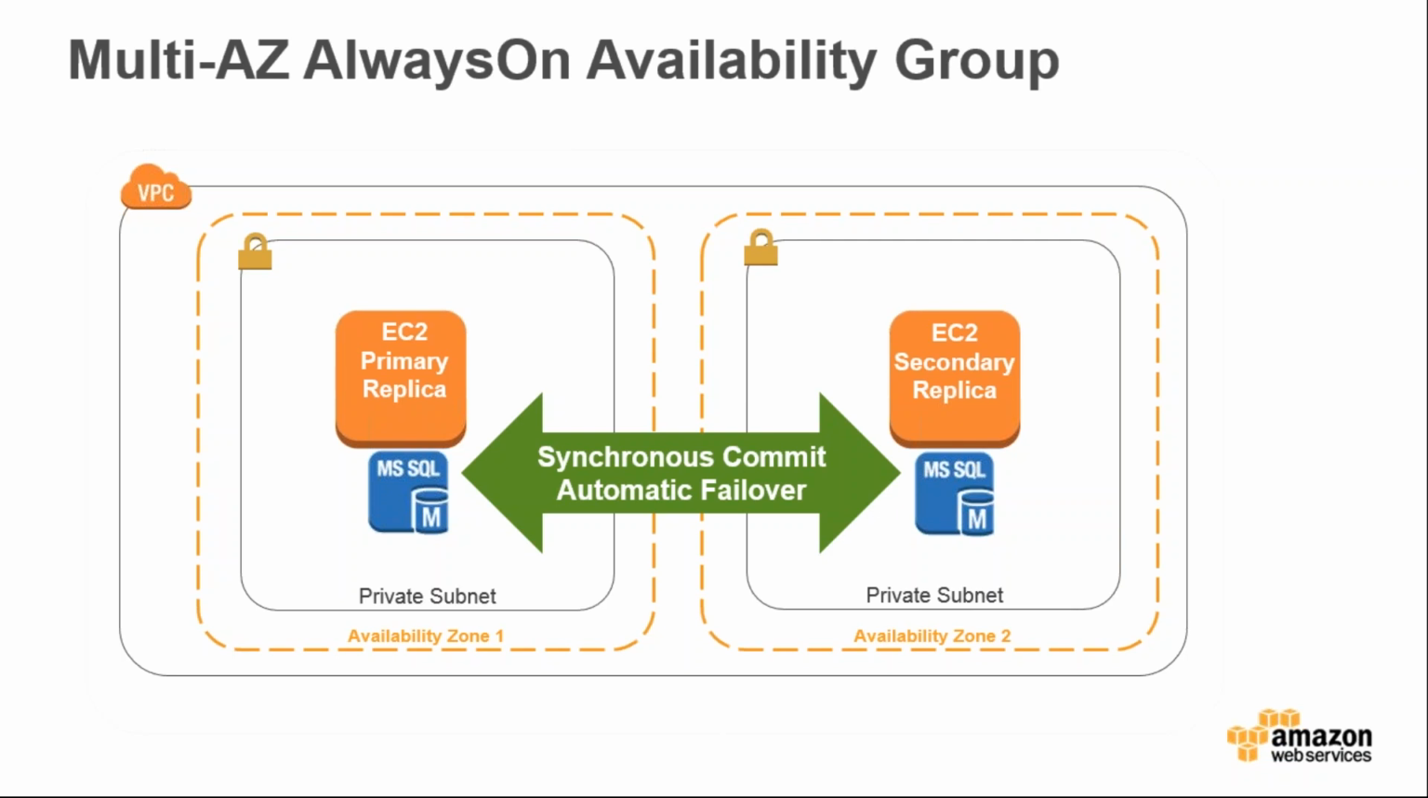Now, if you have SQL Server Enterprise Edition, which is shown here, you can do Always On availability groups and deploy them across two AZs. When you do that, you can have synchronous commit because we have very low latency between our two AZs, on the order of about 1 millisecond. And when you can do synchronous commit, that means you can do automatic failover. So this is a really brilliant design for Always On availability groups.